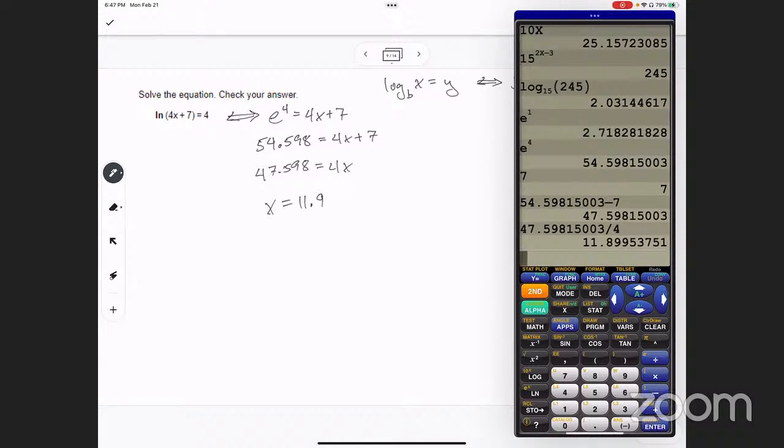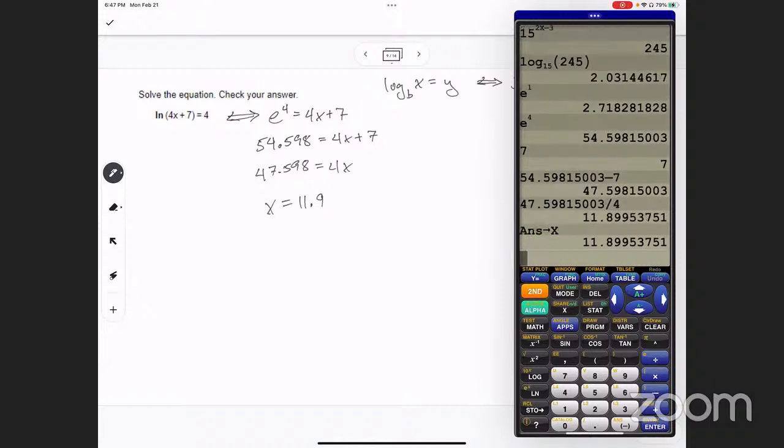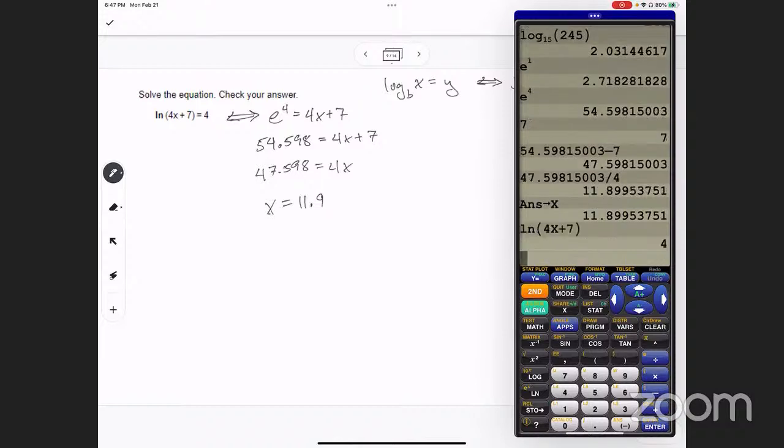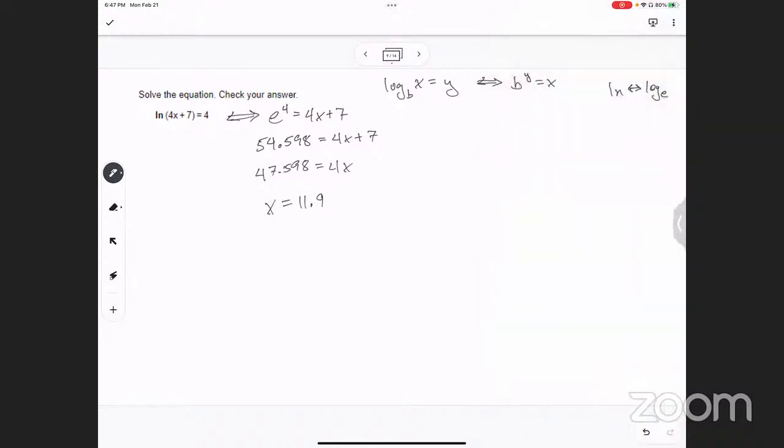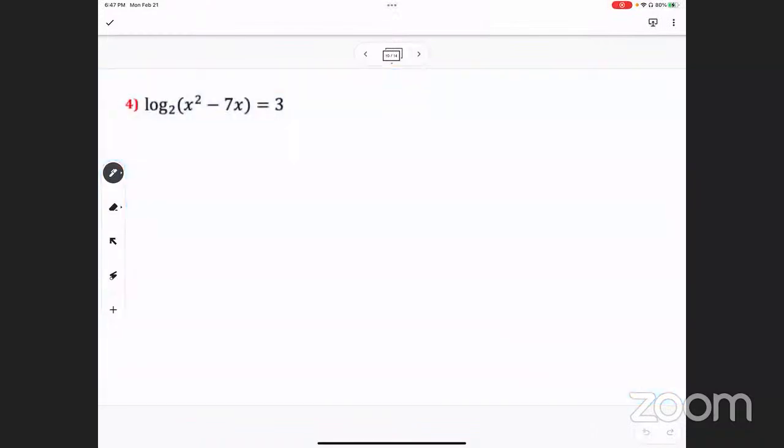And again, I can check my answer. Watch, I'm going to store it for x. Store that for x and hit enter. And now I'm going to type in natural log of 4x plus 7. And what should I get when I hit enter right now? 4. And I do. Good job. Good. Moving along.